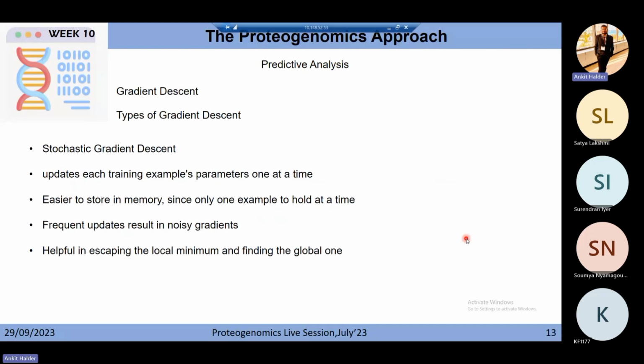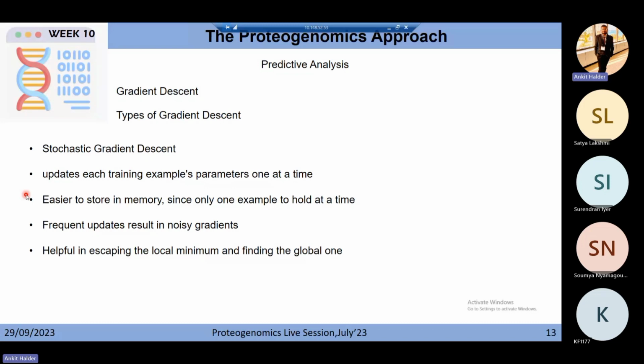Another type of gradient descent is stochastic gradient descent. Among the gradient descent types, one is batch gradient descent, which sums up the errors of all the points, and after the training examples have been completed, it gives you the feedback and tries to change the model. But the problem with this approach is that it takes a lot of memory and a lot of time.